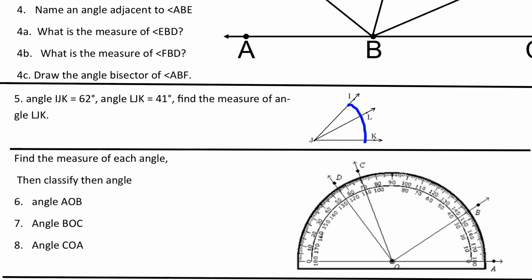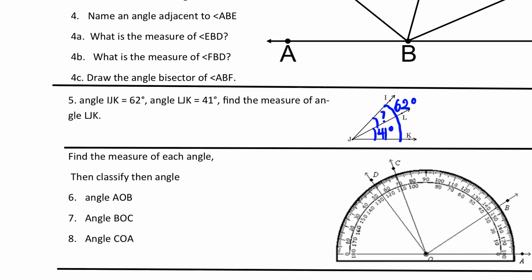All right, number 5, angle IJK. This whole thing is 62 degrees. Angle LJK is 41 degrees. And we're looking for IJL. Well, it shows... oh, whoops. This should say IJL. So how are we going to do that? If the whole thing is 62 and this is 41, we're just going to subtract. Which is 21 degrees.